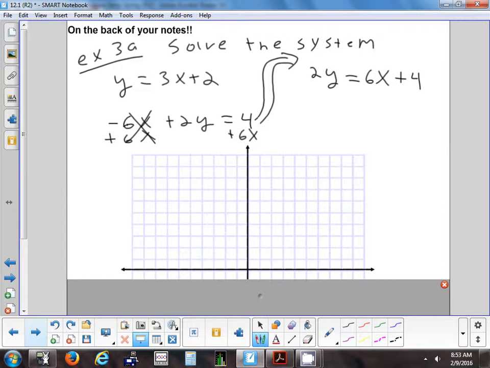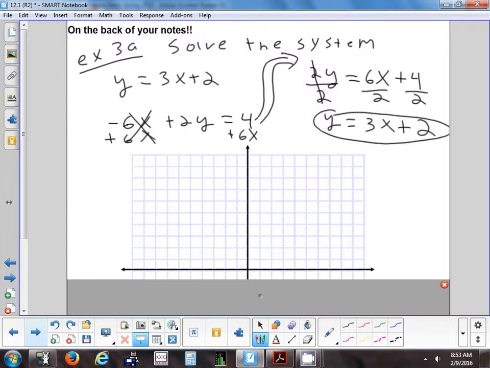Y's almost by itself. Gabe, what's the one other thing I got to get rid of that's next to y? Good. How do you get rid of times 2? You divide each side by 2. Perfect. Kevin, what's 6 divided by 2? 3. And 4 divided by 2, Victor? 2. What do you notice about my second equation and my first equation?